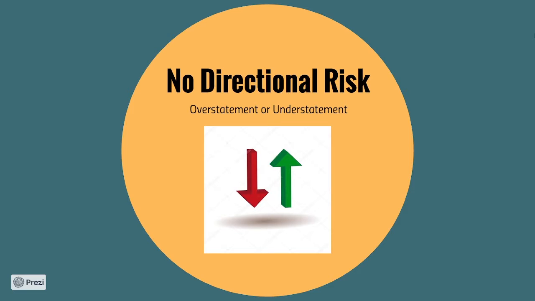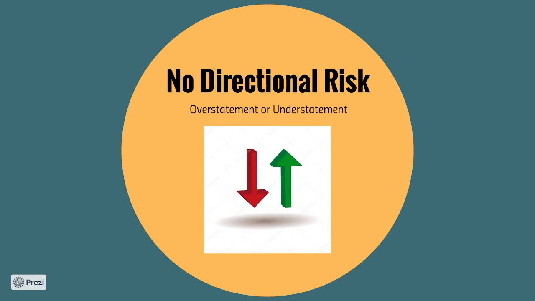What do I mean by directional risk? It is either the overstatement or understatement of balances. For example, in cash and bank balances, there is a risk of overstatement because the company would want to show a higher cash position in its financial statements to show a better position of the company.